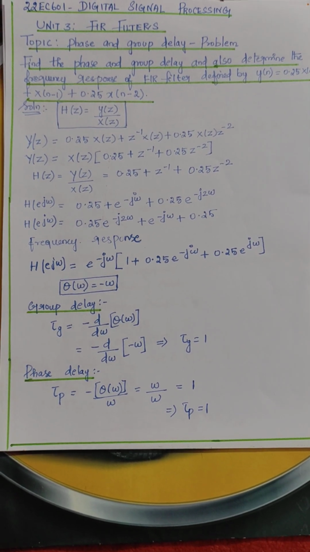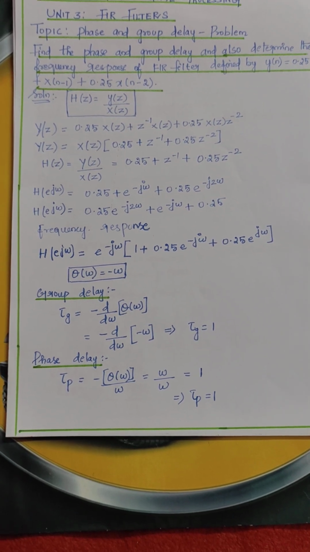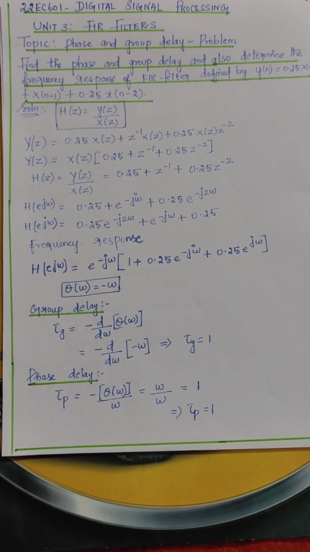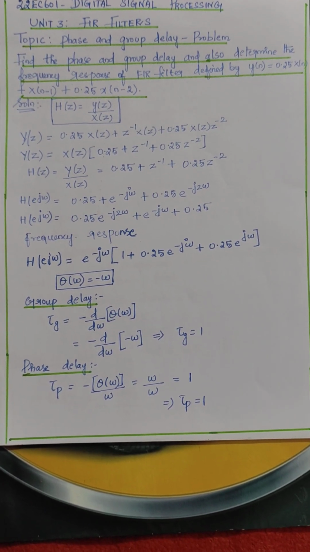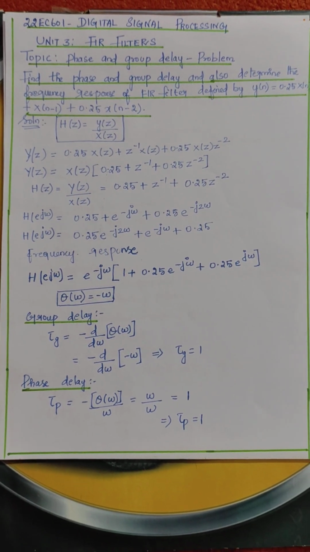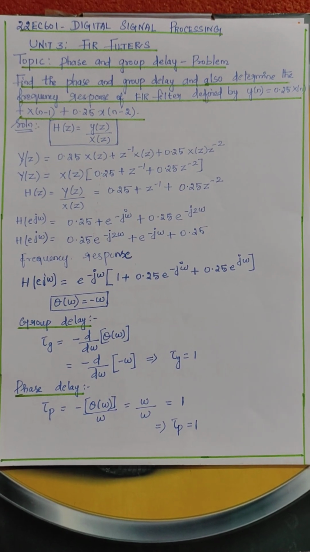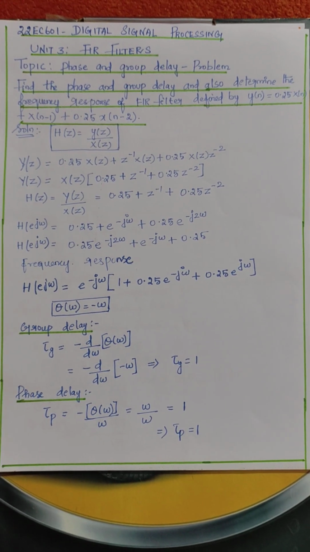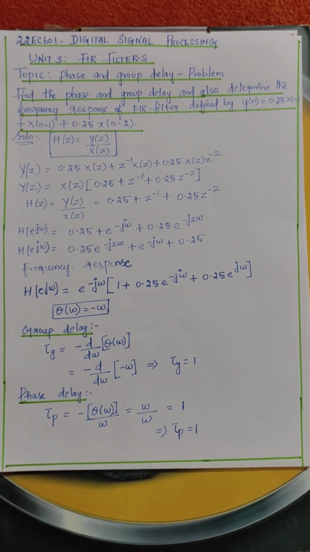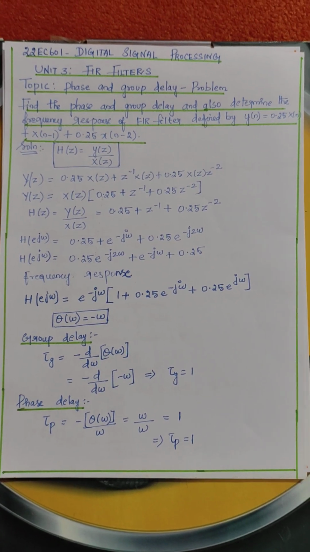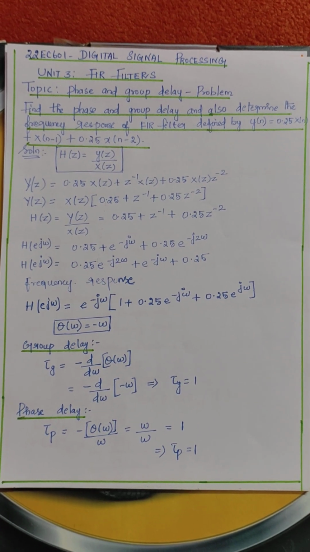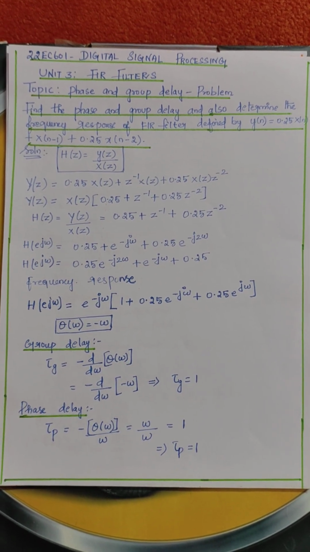After finding H of z as 0.25 plus z inverse plus 0.25 z power minus 2, change it into the frequency term, that is the e power j omega term. H of e power j omega, with z equal to e power j omega, is the discrete Fourier transform. H of e power j omega is equal to 0.25 plus e power minus j omega plus 0.25 e power minus 2 j omega. I am arranging the terms normally.